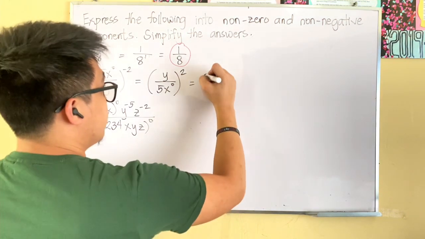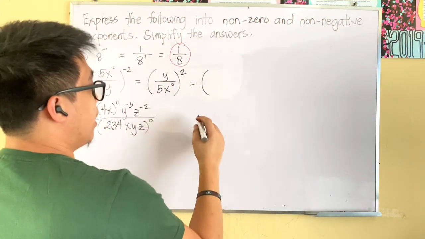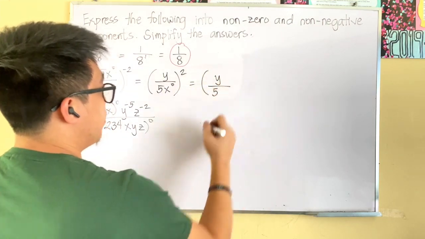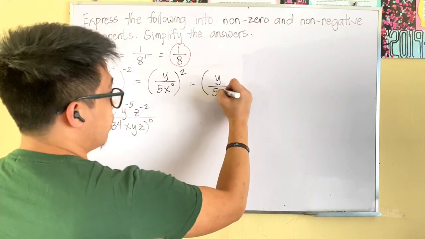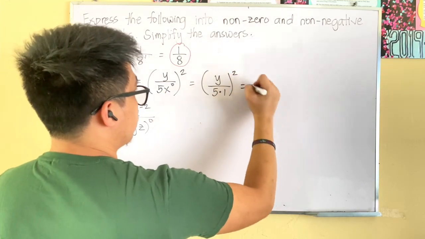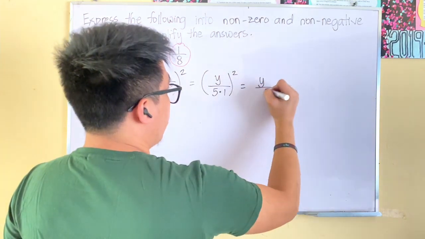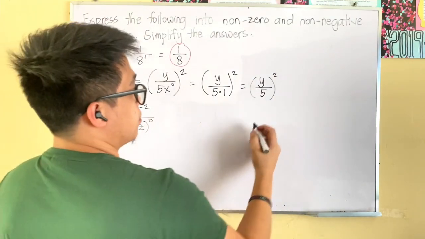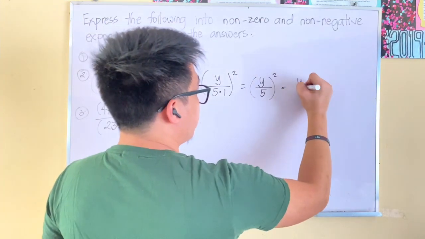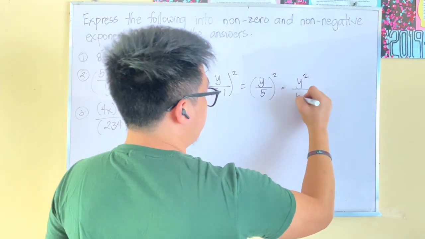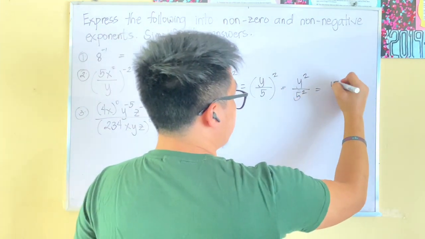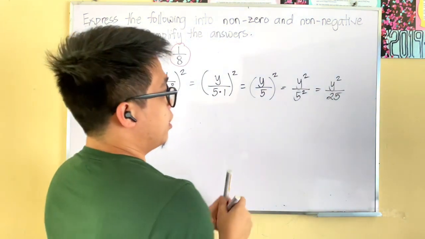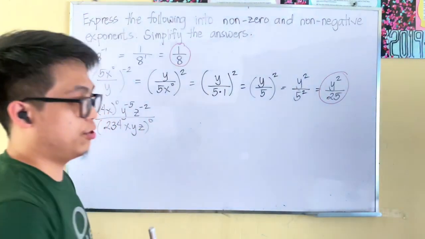Then, ang gagawin natin, try muna natin i-simplify yung nasa loob ng exponent, ng parenthesis rather. So, y over 5, x raised to 0 is 1, raised to 2. So, equal siya sa y over 5 raised to 2. Nasaan si 1? 5 times 1 is 5, of course. Then, distribute natin yung exponent. So, y squared over 5 squared, which is, when we simplified it, y squared over 25. Therefore, this will be our final answer.